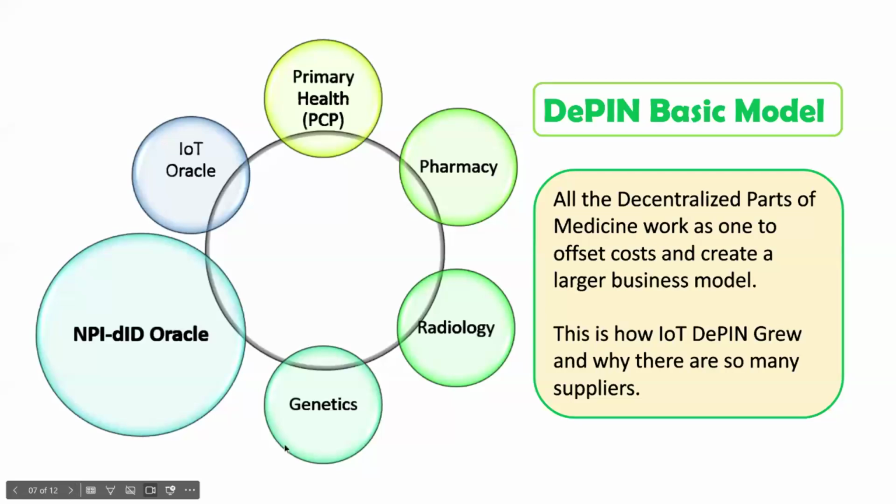And what that basically means when you have all these dissonant facilities put together, all the decentralized parts of medicine work as one to offset costs and create a larger business model. And this is how the IoT DPIN grew and why there are so many suppliers, entrepreneurs, and people who probably did not even know what IoT was when they bought the machines, just to get the tokens from it that at the height sold for $46 just for transferring IoT data. And a lot of these people didn't even know what it was for, but it goes to show you the actual network capabilities and the natural growth that tokenization can have to promote remote patient monitoring.